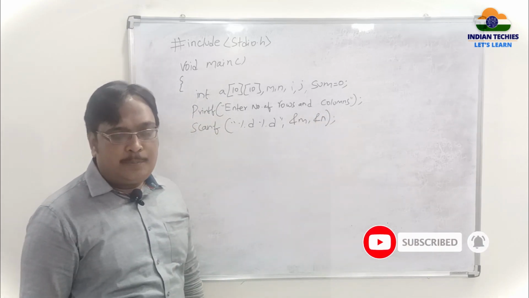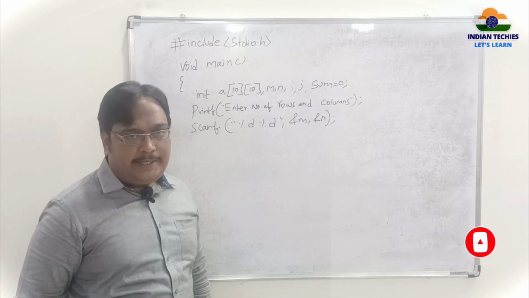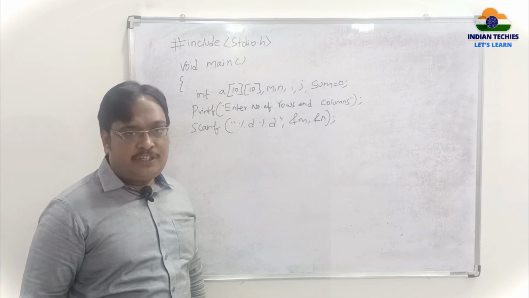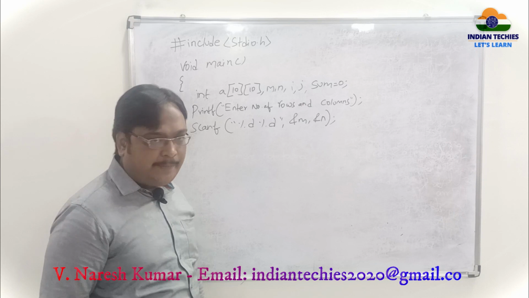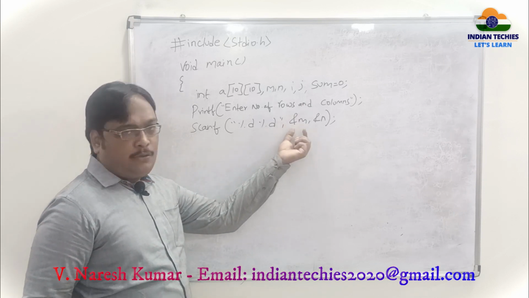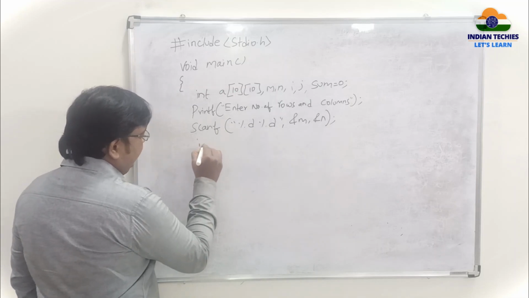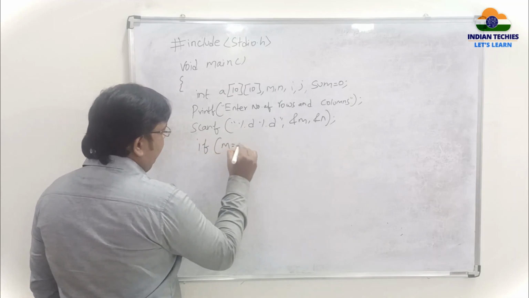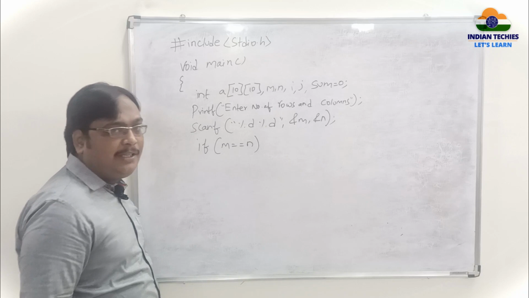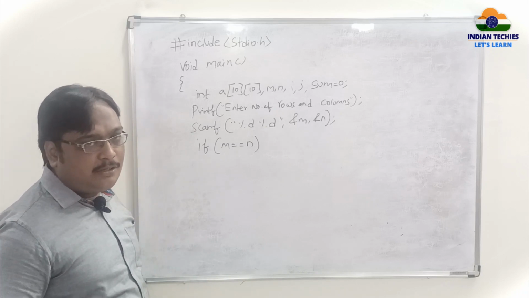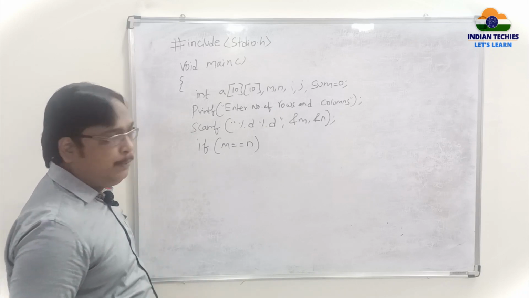Now after taking input, if I want to calculate the diagonal elements sum, first of all I have to check whether the number of rows and columns are the same. The rows count is in m, the column count is in n. So I am checking the value, that is if m is equal to n. What do we mean by that? Both are the same. The number of rows and columns are the same, so that we can follow the procedure.